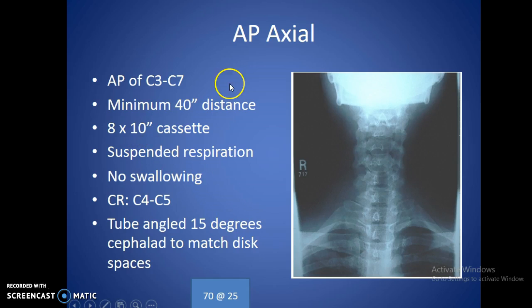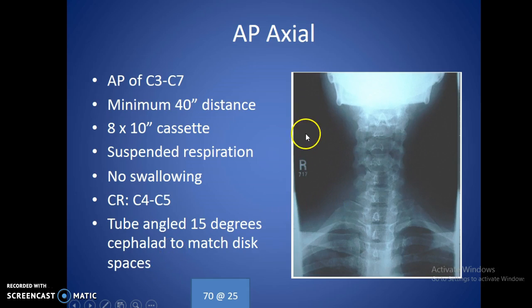AP axial, AP of C3 through C7, you need at least minimum 40 inches. Everything else is the same. You can just suspend respiration because we want to see the air holding still within the trachea, which sits just anterior to your vertebra. CR is going to be about C4 to C5. Tube angle, 15 degrees cephalad to match the disc spaces.